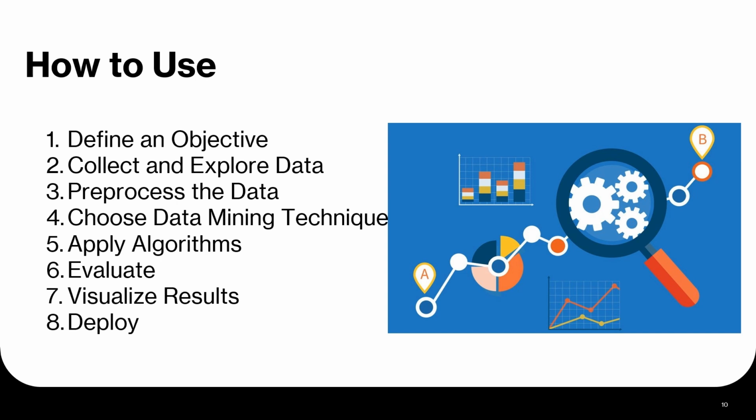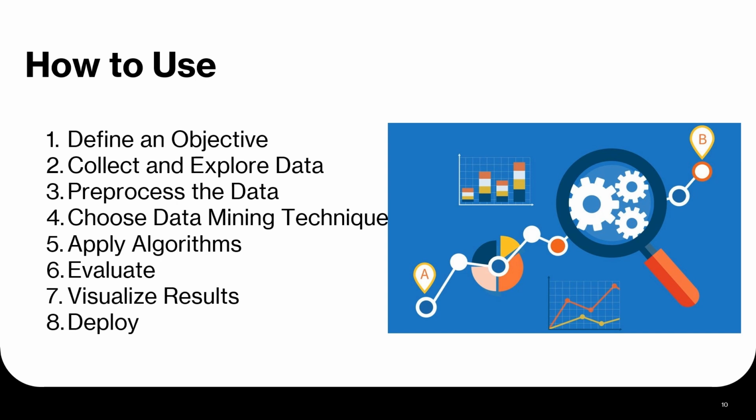Step 3. Pre-process the data. Raw data can often give an unclear picture to explore. In this step, you'll want to remove duplicates, handle missing values, and ensure consistency to make the data ready to be analyzed.